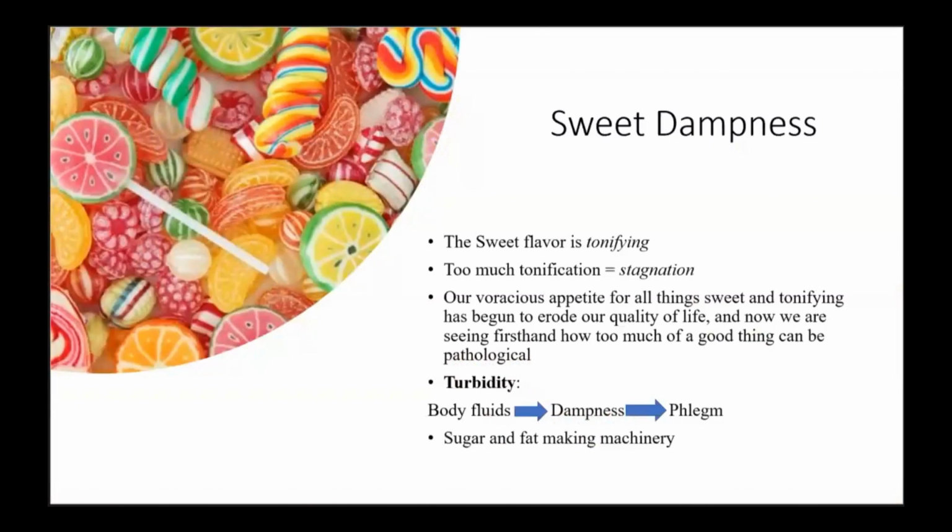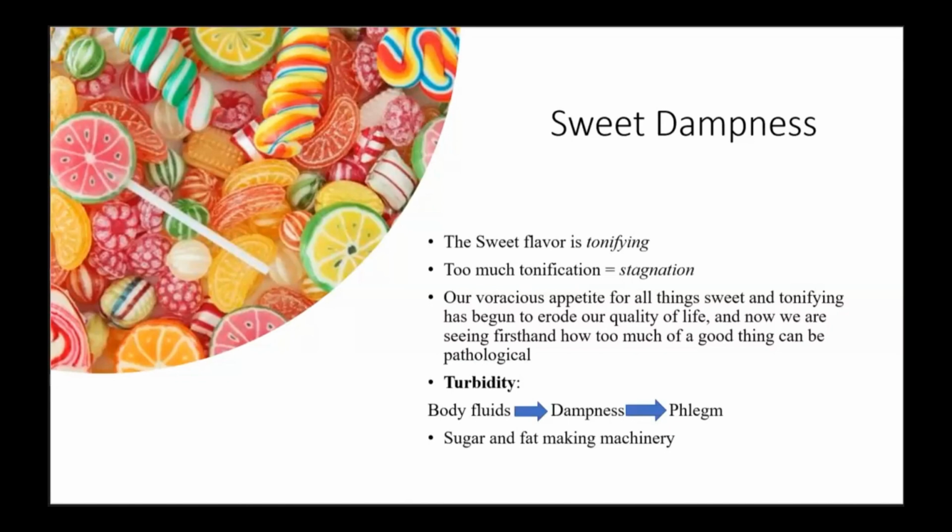Okay, so we talked about dampness and sweet, and I talked about sugar, and so that sweet flavor tonifies. You get too much of it, you get stagnation. Too much tonification gets to stagnation. So our voracious appetite for all things sweet and tonifying has begun to erode our quality of life. Now we're seeing firsthand how too much of a good thing can be not good, right? Turbidity. Body fluids turning into dampness, which is this sort of sticky, not clear material. And then that gives way to phlegm, which is a thicker, more sticky material.